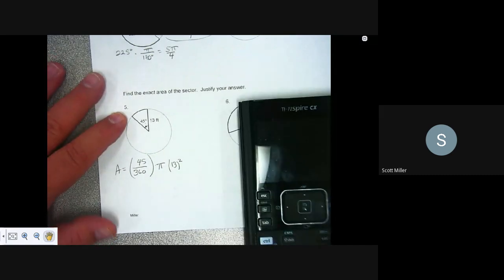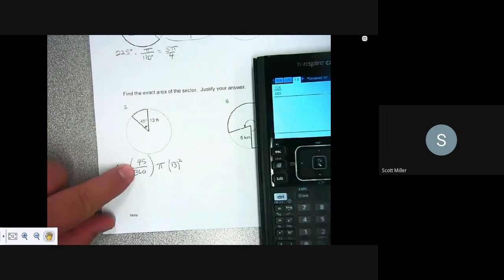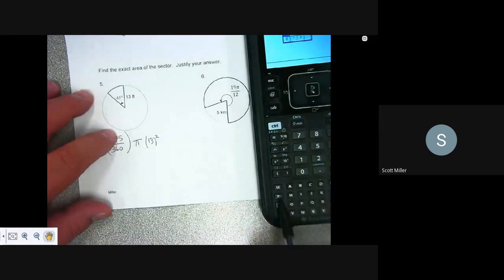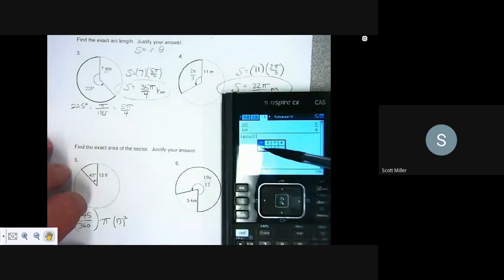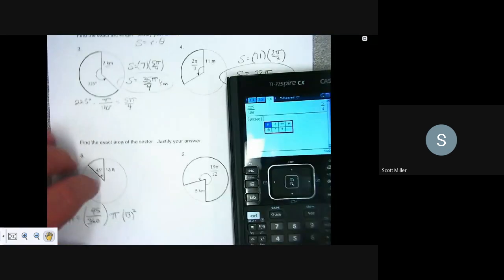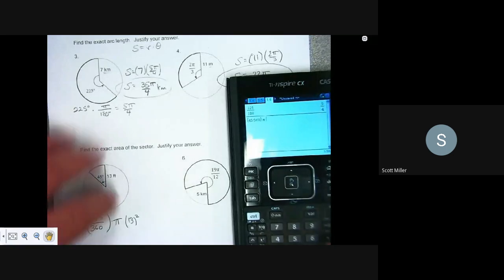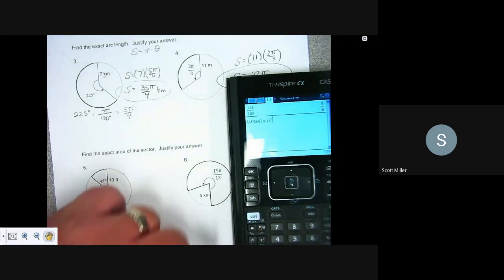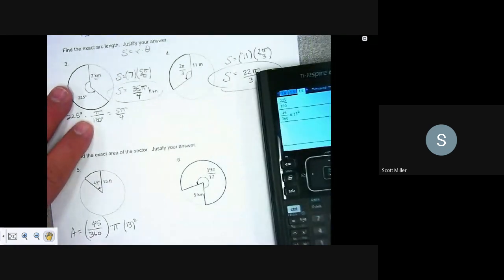And I'll just go ahead and show you how to do that. You have pretty much 45 divided by 360 times pi. Also, that button down here with the pi on it, with the feature used for the calculator, that is also where theta is. You can type in the theta there too. Okay, so there's your pi times 13 squared, and then you just hit enter, and it gives me a fraction of 169 pi over 8. And so that is my area.